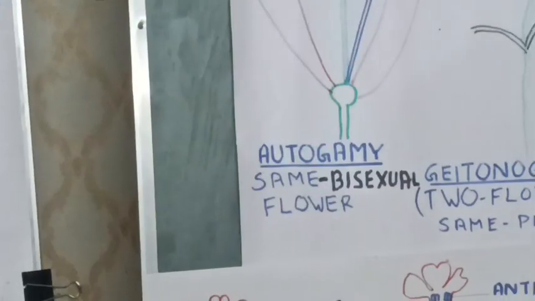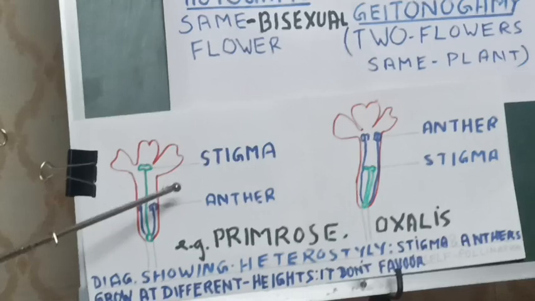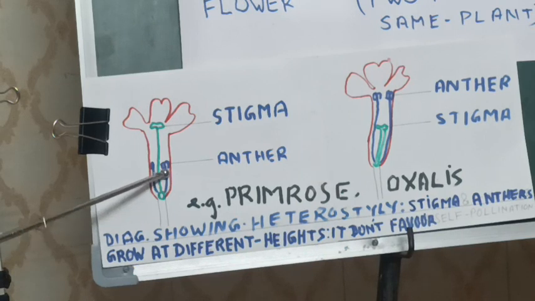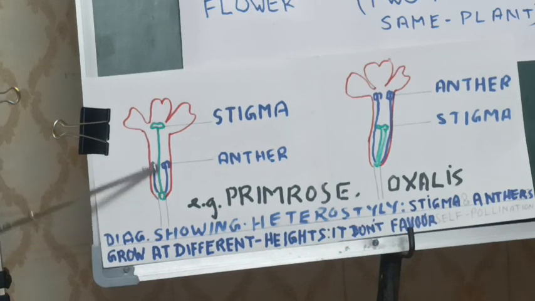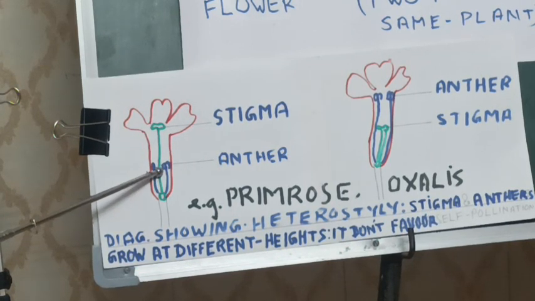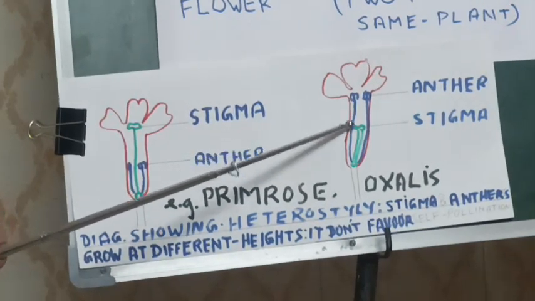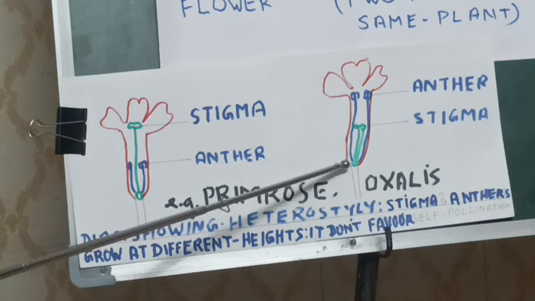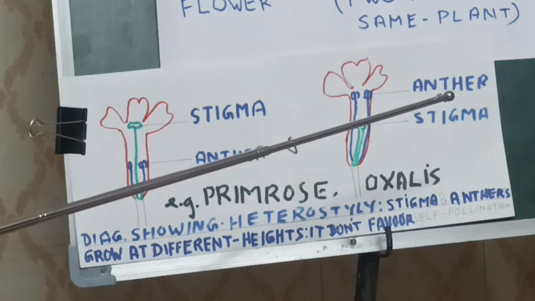There is heterostyly found in primrose and oxalis. Of course, the flower is hermaphrodite, having both male and female sex organs, but here you can see the length of filament of anther is very small, the length of style is very large, much more, so there is distance between the two. In another case, the length of the filament of the anther lobe is much more and the style is shorter. Here also the distance is much more, so self-pollination becomes difficult, cross-pollination takes place.